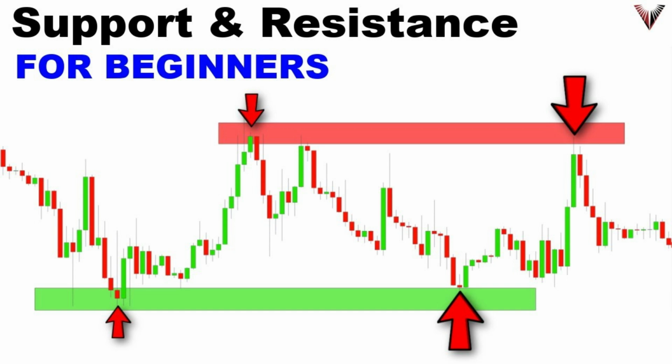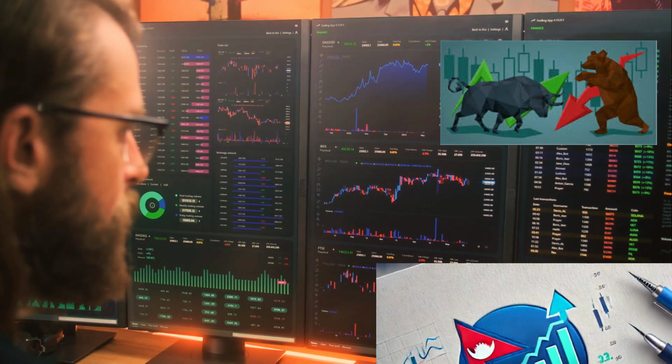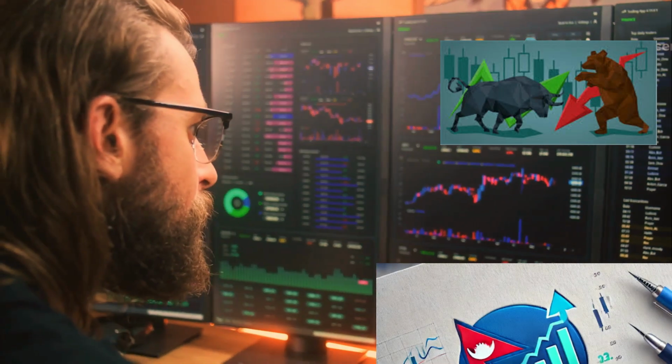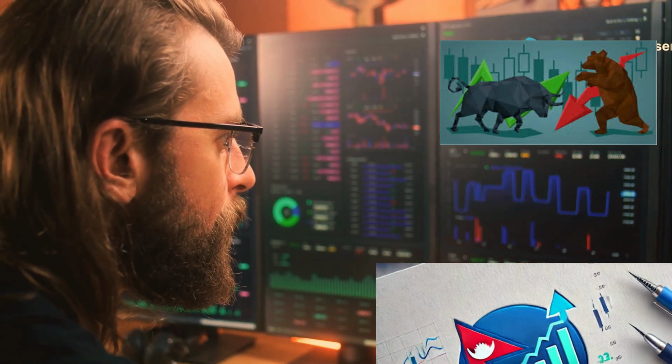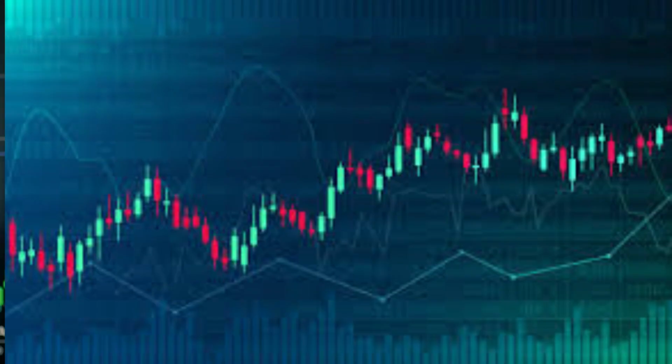Remember, trading is like solving a puzzle. Candlestick patterns are just one piece. Use historical data, technical indicators, and your own market knowledge to put all the pieces together and make informed trading decisions.